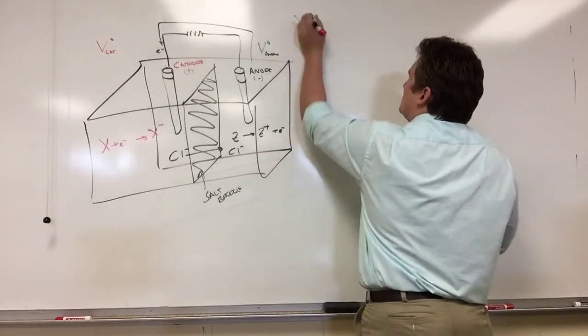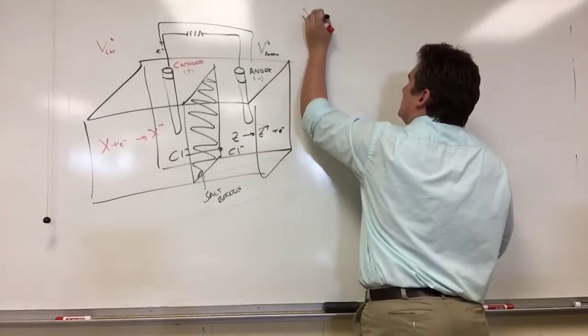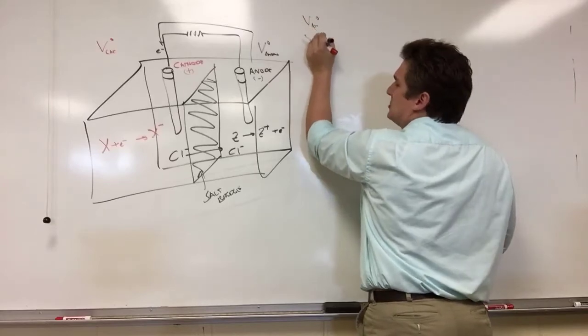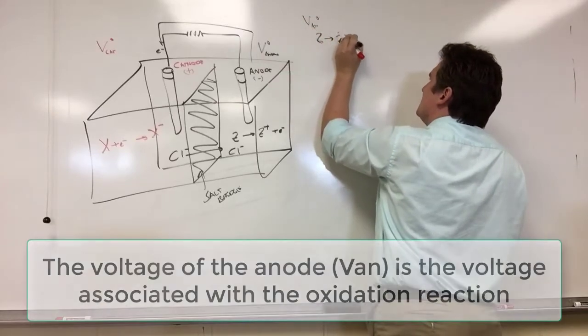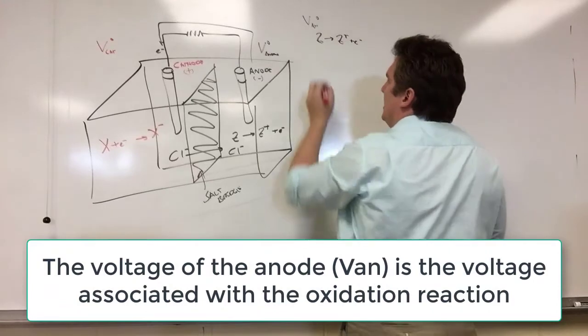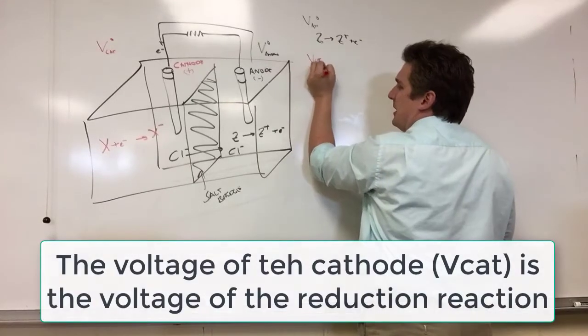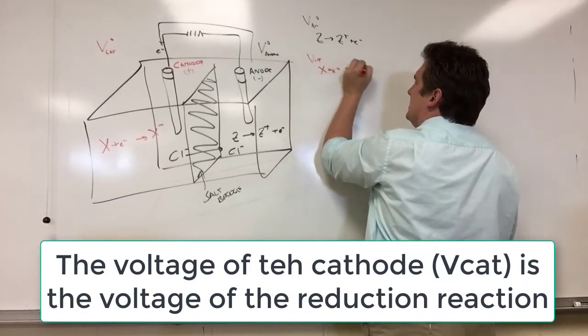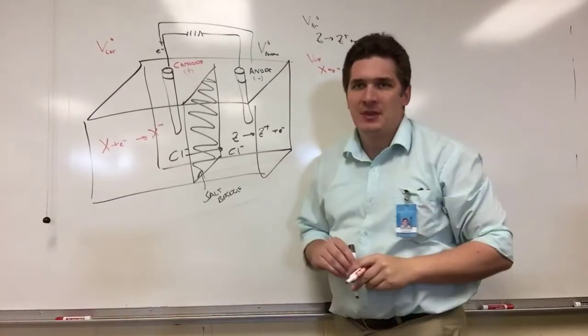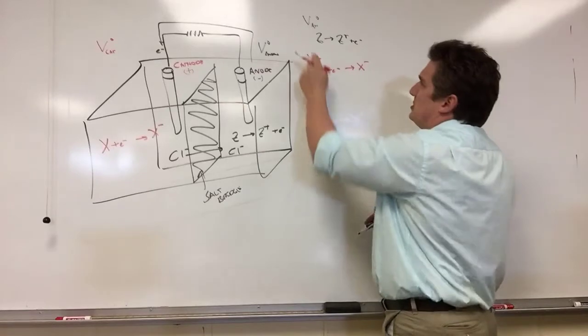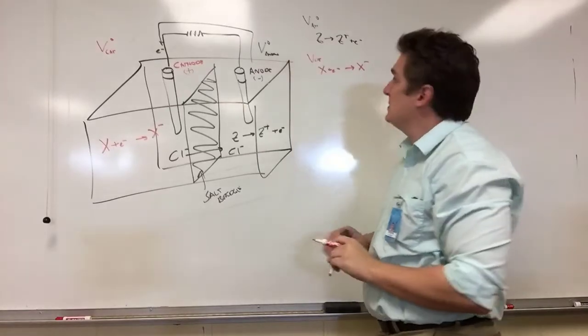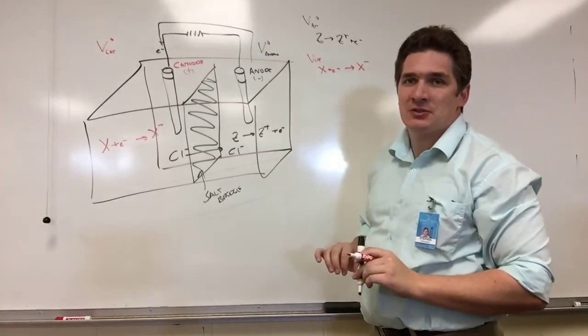We've got a voltage associated with the anode, V_A, and this is going to be the voltage associated with Z going to Z plus and e minus. And we've got a voltage of the cathode being the voltage of X plus e minus going to X minus. So really what this should be is the voltage of the cathode plus the voltage of the anode, because if we add these two together, we're going to cancel out the electron transfer.